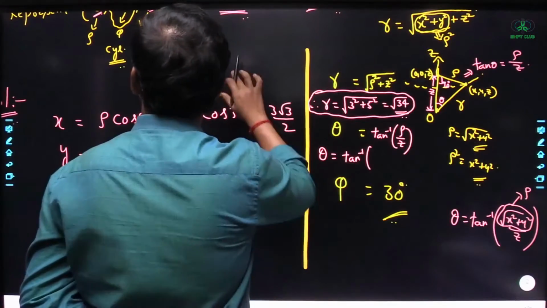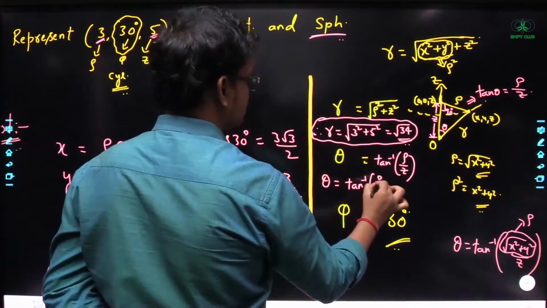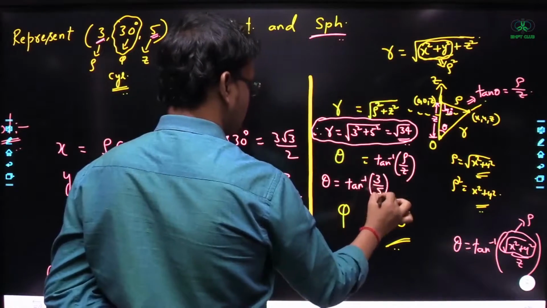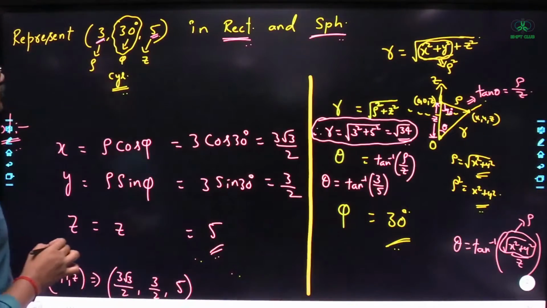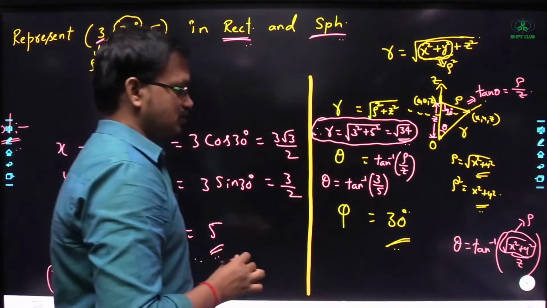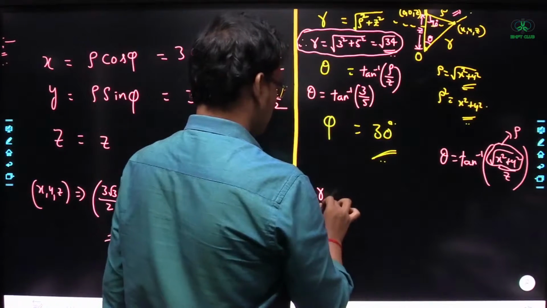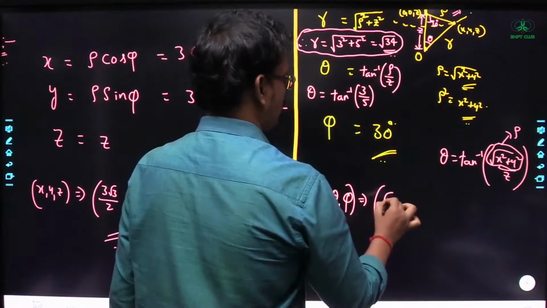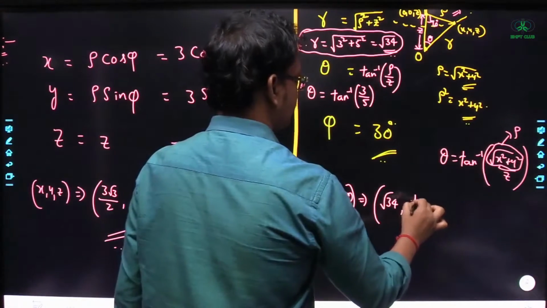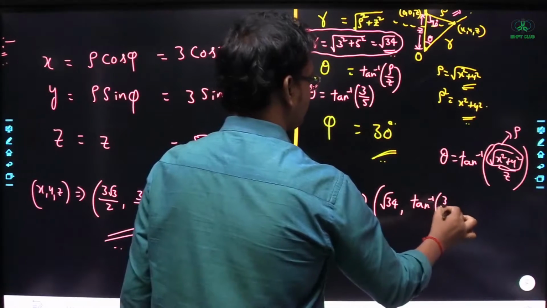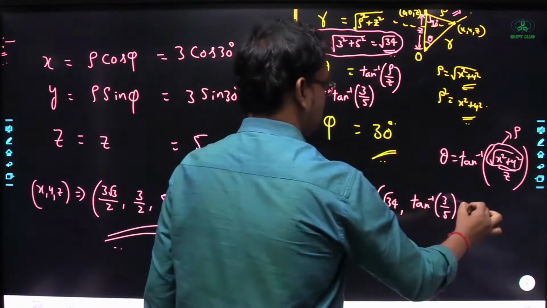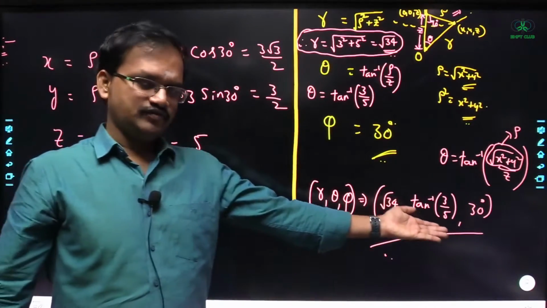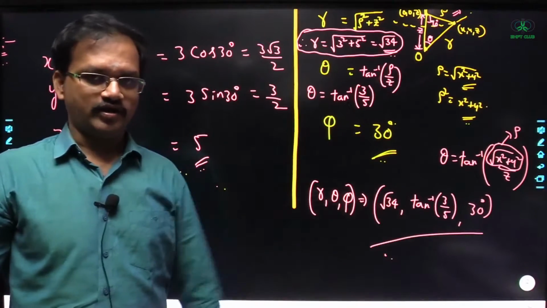So what is the rho value? The rho value is 3 and the z value is 5. So the theta value is tan inverse of 3 by 5. So we got r comma theta comma 5. The r value is the square root of 34, the theta value is tan inverse of 3 by 5, and the phi value is 30 degrees. You can evaluate tan inverse of 3 by 5 with the help of a calculator.